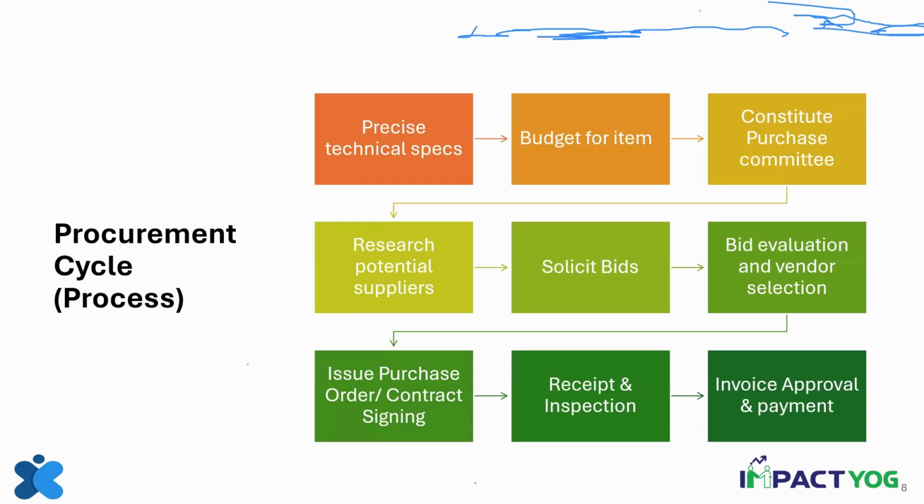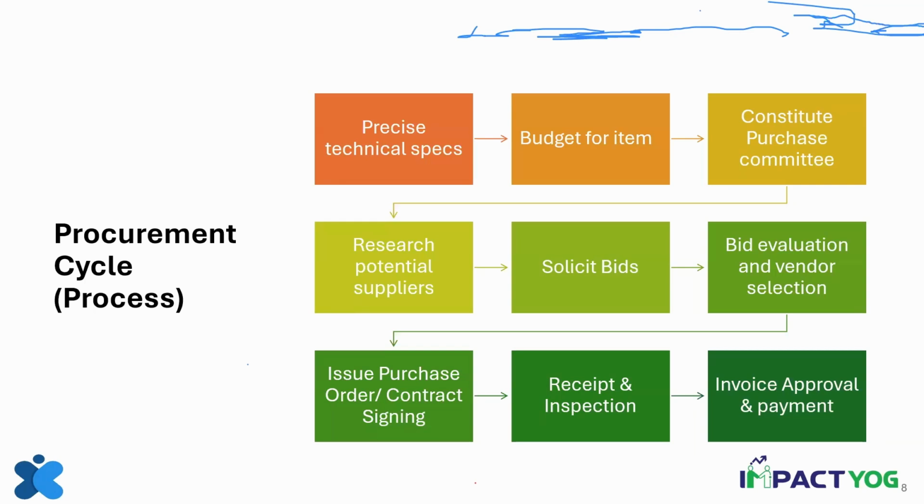That is the rule, that is the procedure that we are talking about. Now, once you have done the evaluation, the procurement committee will finally select the vendor, and to the vendor we will give the purchase order or a contract. Now, what's the difference between a purchase order and a contract?